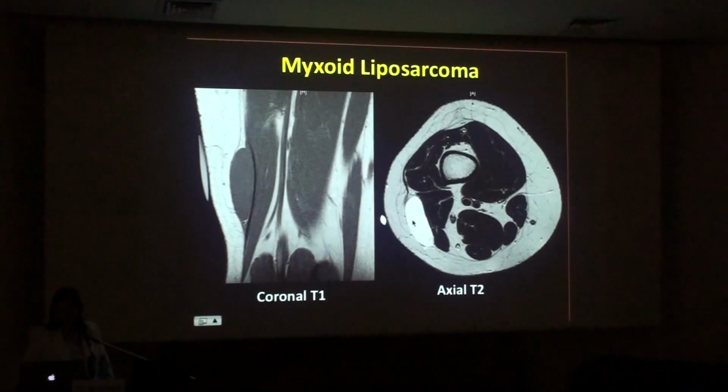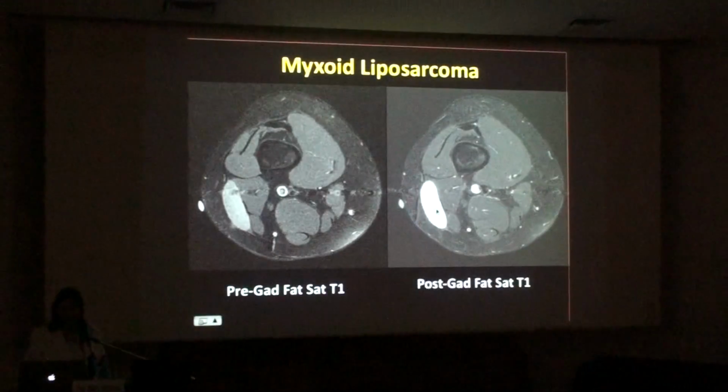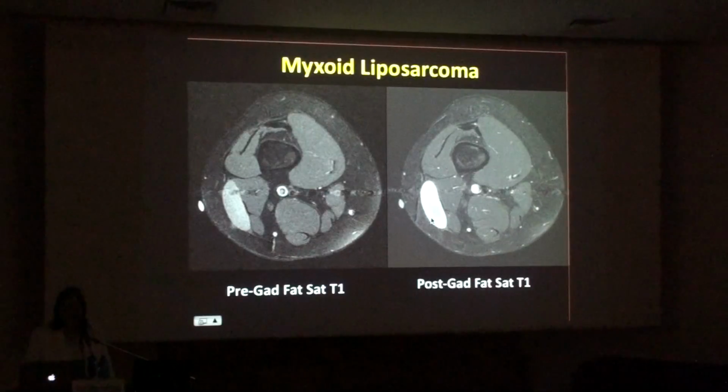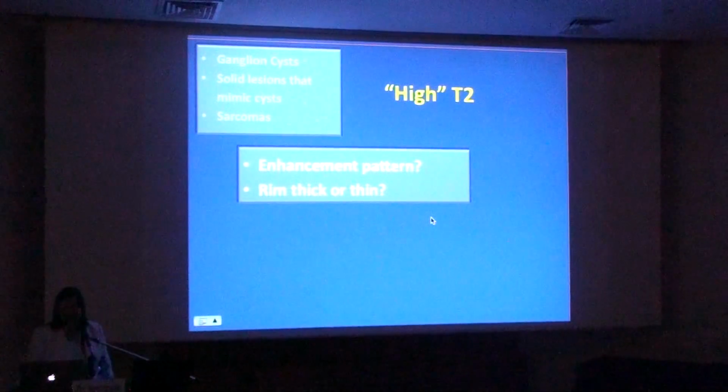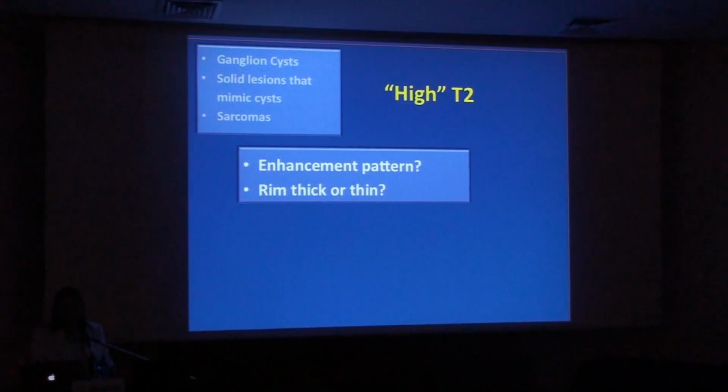You don't want to walk by that. We certainly gave contrast, so here's the pre-contrast image, here's the post-contrast image. It enhances throughout, it's solid, it went on to be biopsied and treated appropriately. So in terms of lesions that are high signal on T2, although ganglion cysts are common, we see a lot of them, fluid, it can be that.